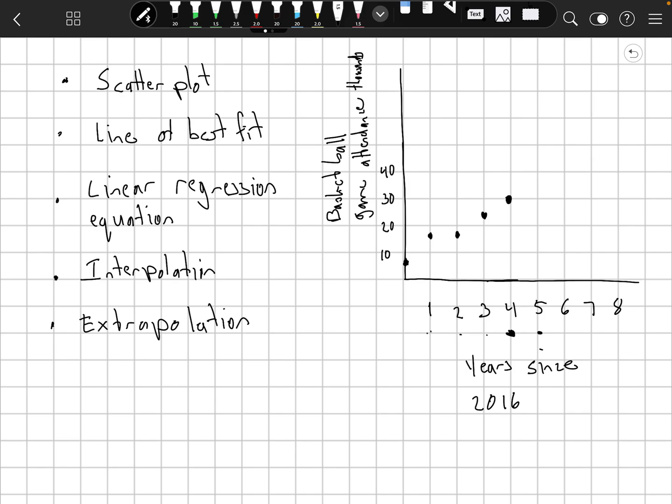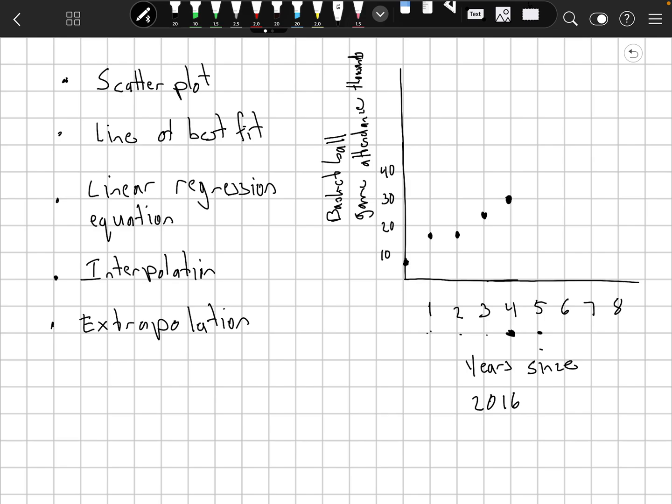And you can tell they're not all lining up quite right. They're not quite in a straight line. But this kind of graph is called a scatter plot, and it helps us see a trend. It helps us see what's happening. So as you go through the years, you can kind of see an increasing pattern as the years go on. The basketball attendance for this particular team is getting higher and higher.